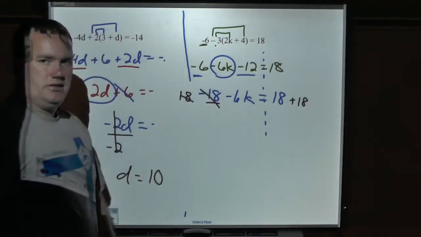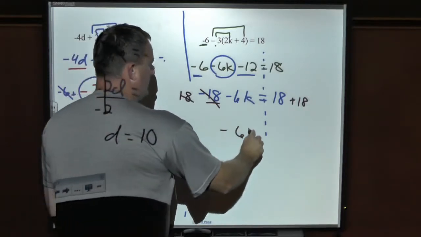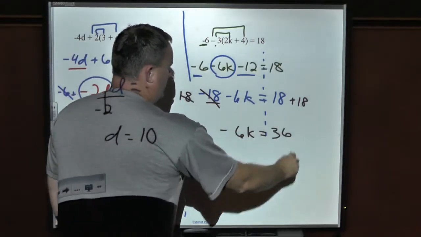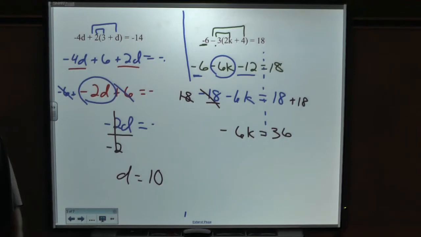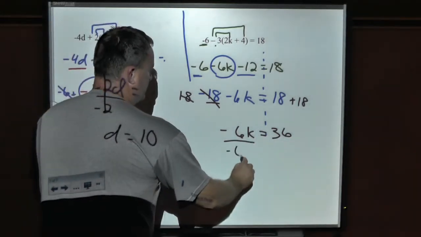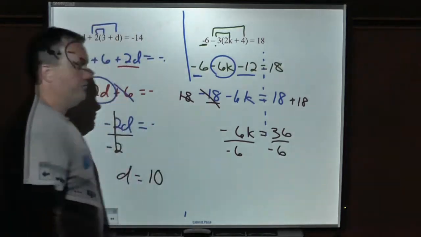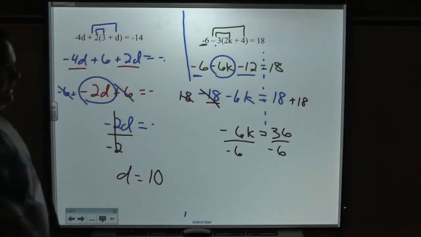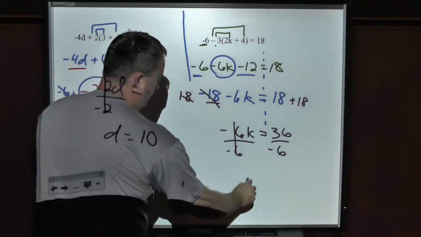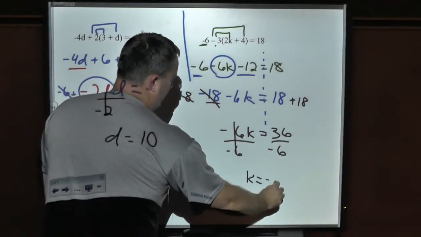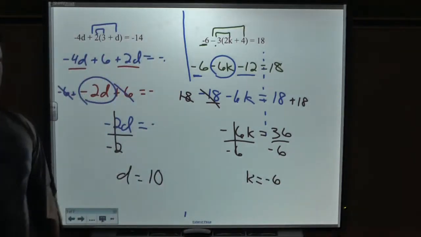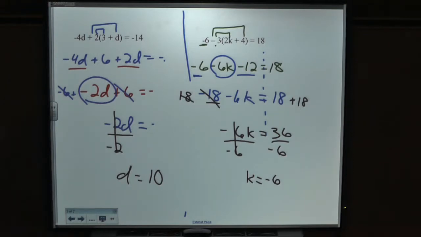18 minus 18 is 0. So you get negative 6k is equal to 36. Down to a one-step equation. So at this point, you're going to divide both sides by that coefficient in front of the k, because negative 6 divided by negative 6 gives me a positive 1k. 36 divided by negative 6 is negative 6. So k is equal to negative 6.